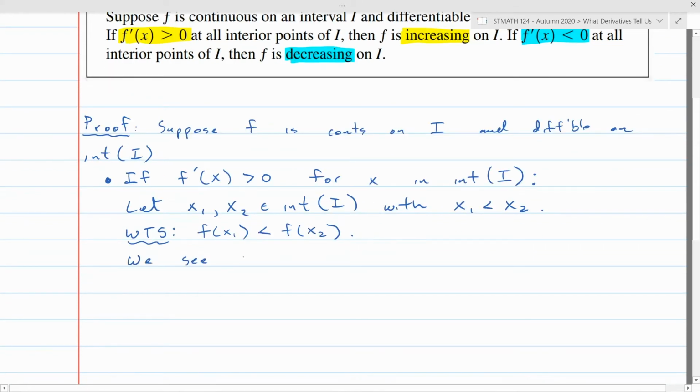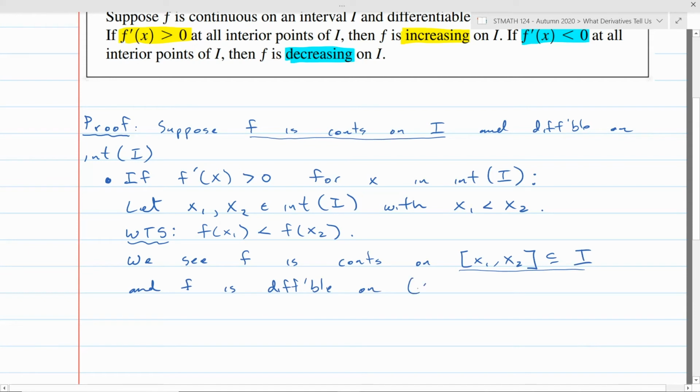The thing is, we see that f is continuous on the closed interval x1 to x2, which is a subset of the interval I that we started with. Remember, at the beginning we said f is continuous on I, so it's certainly continuous on this subinterval. And f is differentiable on the open interval x1 to x2, because that's a subset of the interior of I, and we supposed originally that the function was differentiable on the interior of I, so it's certainly differentiable on a subset.